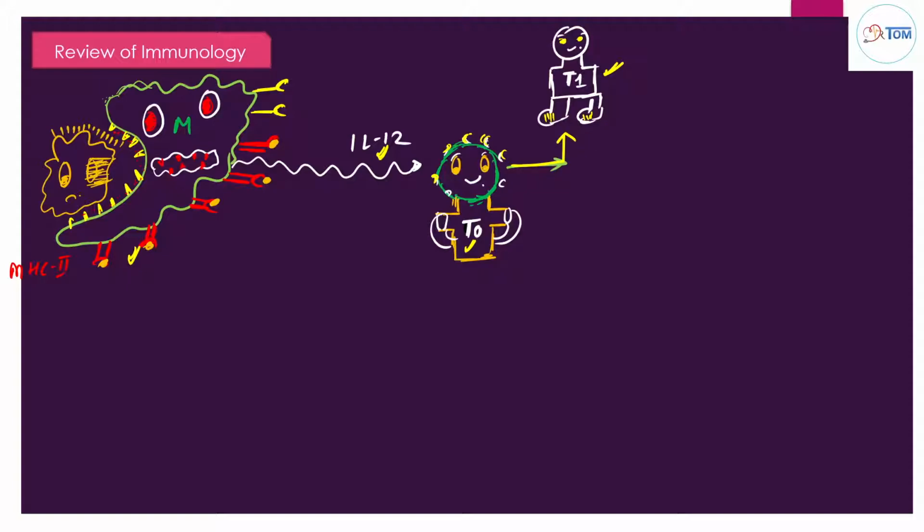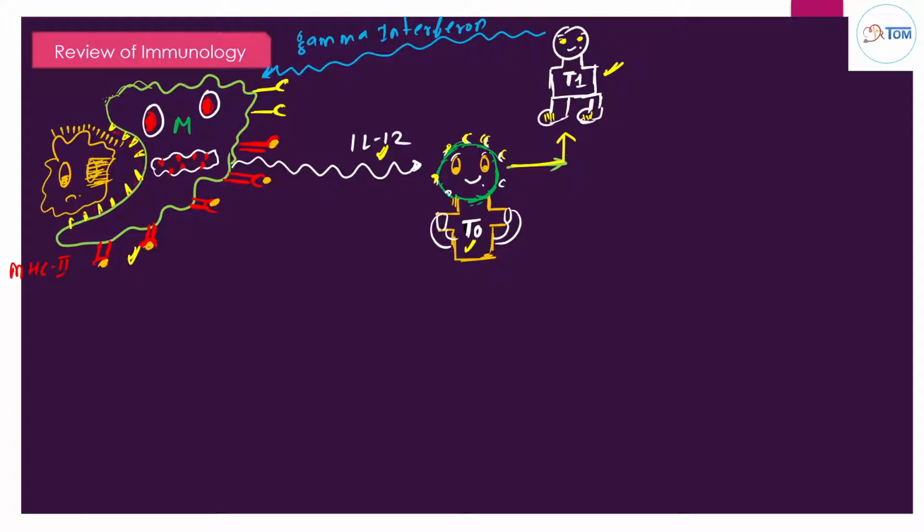Now, what is the function of this T1 cell? You may ask. Actually, this T1 cell now releases two kinds of chemicals. It releases many, but the one which we need is this: it releases one chemical which activates the macrophage, and the name of the chemical is gamma interferon.